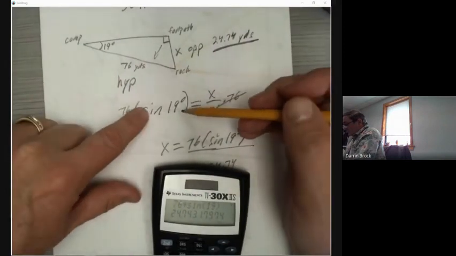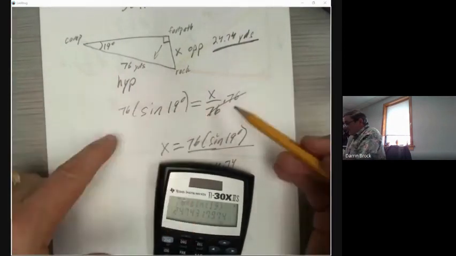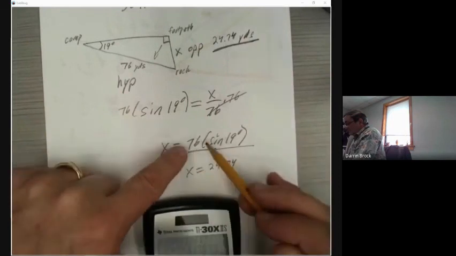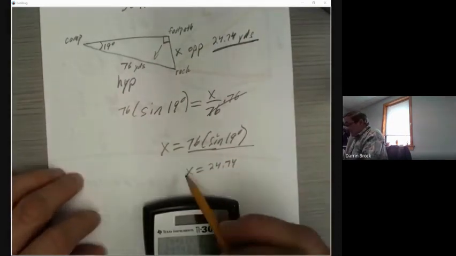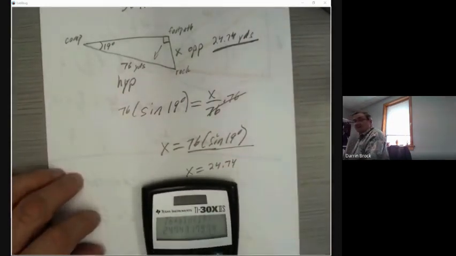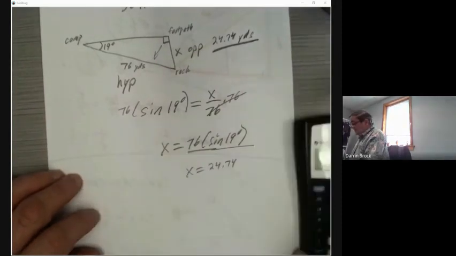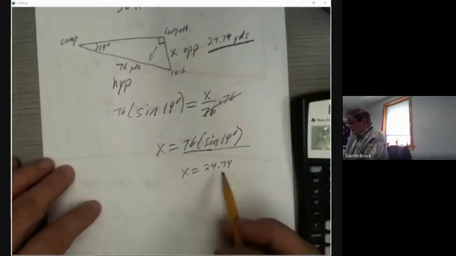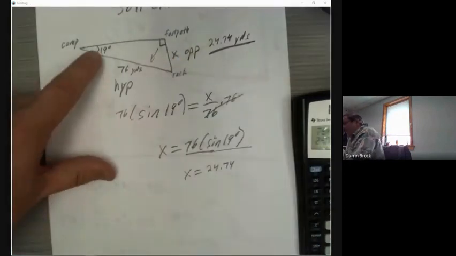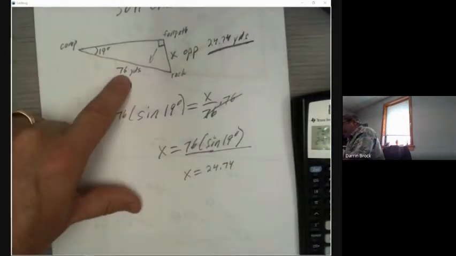That sine of 19 equals x over 76. Then I multiply by 76. So x equals 76 times the sine of 19 degrees. And there is my x. That's what I calculated to be with my trusty calculator. That is the answer. So that's how we find a side when we have the degrees and we have one other side.